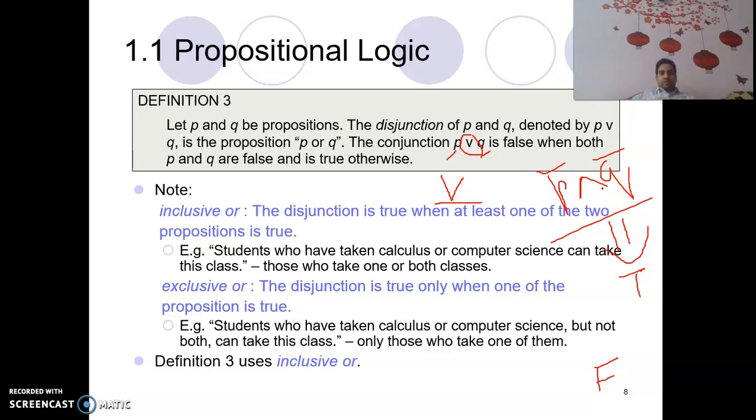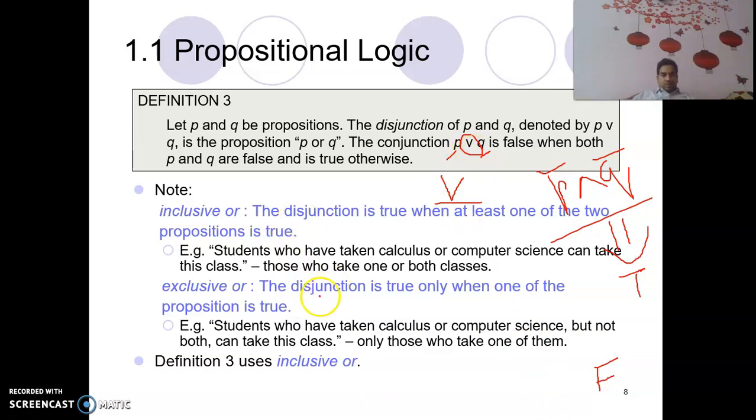It is just dissimilar to the conjunction. In conjunction, the proposition P conjunction Q was only true if P and Q both were true. But now in this case, it will be false only when P and Q both will be false. So this is the difference between the conjunction and disjunction.